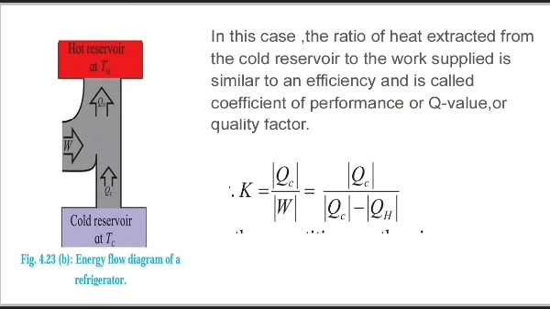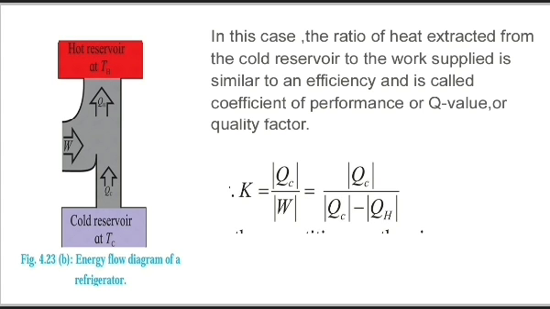So this is the energy flow diagram of a refrigerator. The cold reservoir here you can consider as the inside part of the refrigerator. Heat is absorbed from the interior of the refrigerator and work is done, that is compression, by the compressor, and both are ejected as heat to the hot reservoir, that is the surroundings of your refrigerator, every part of your room. In this case, the ratio of heat extracted from the cold reservoir to the work supplied is similar to efficiency and is called the coefficient of performance, or Q value or quality factor.